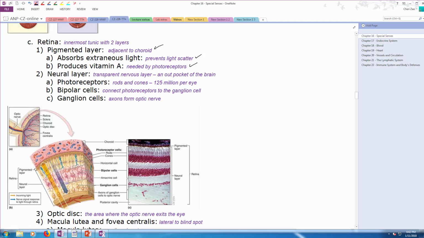You may have heard vitamin A is good for your vision, and it is. Vitamin A is necessary for healthy photoreceptors, and it is produced in this pigmented layer, which the photoreceptors are actually buried into, their little tips are buried into this. So they can get their vitamin A directly so that they can undergo the restorative process that they need to do in order to function properly.